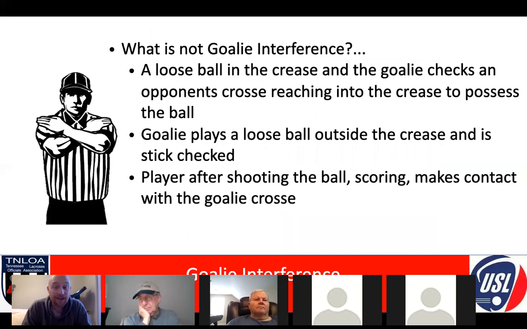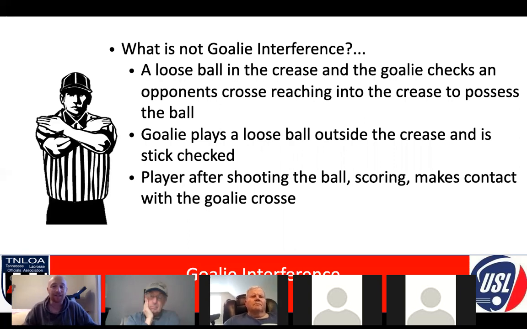Here's what is not goalie interference. A loose ball in the crease and the goalie checks an opponent's cross reaching into the crease to possess the ball. So let's imagine this. Ball's loose in the crease. An offensive guy is going into the crease to grab the ball and the goalie hits his stick. That is not goalie interference. It's only goalie interference if the guy outside the crease checks the goalie's stick. It's not the other way around.